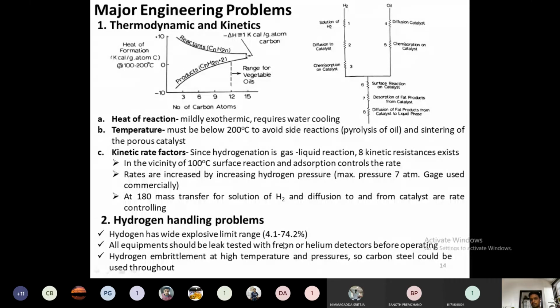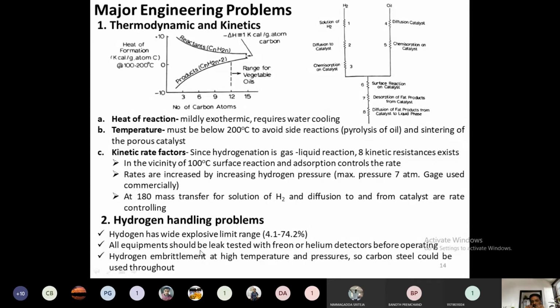In order to ensure this, we have to test with freon or helium detectors. We need to impinge the freon inert gas inside that hydrogenation reactor. Then, as we already saw in the first unit, hydrogen will impinge into the lattice structure of the steel or carbon material. When this impinges, it will produce hydrogen embrittlement.